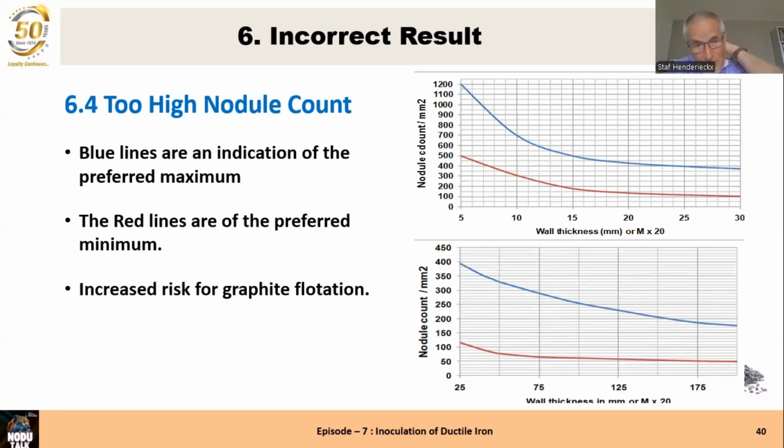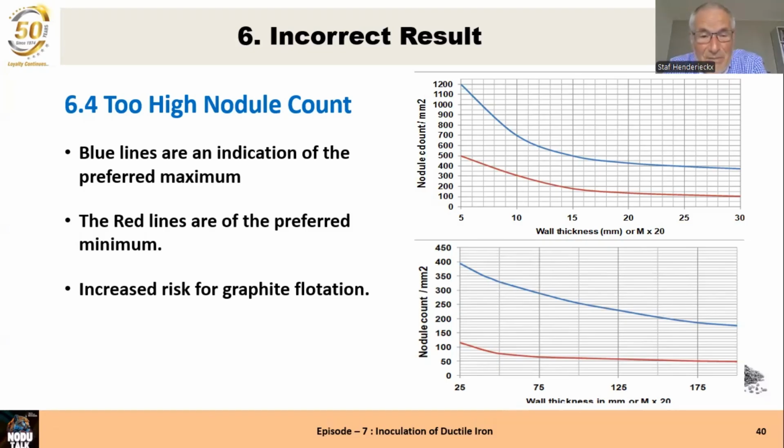So, too high nodule count. I have, by experience, made some lines depending on the wall thickness. From what I know, that gives a good result. The blue line, maybe you don't expect it, it's the maximum, because there is a maximum. If the nodule count is too much, you have graphite flotation. So pay attention for that, not too high, and these are good indications.